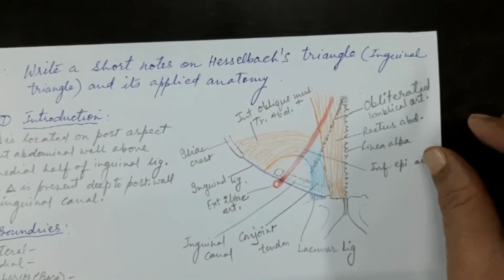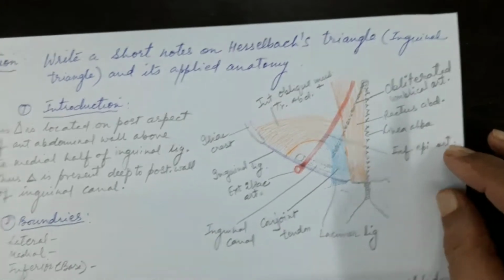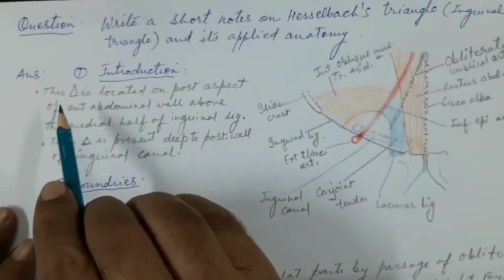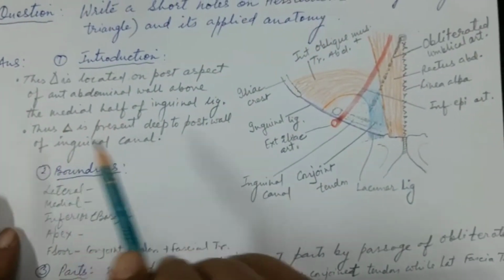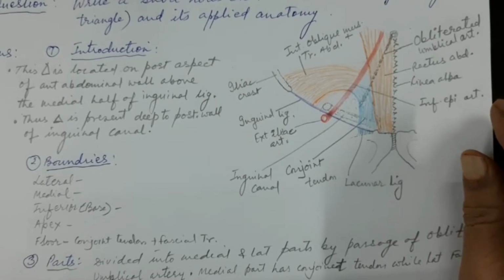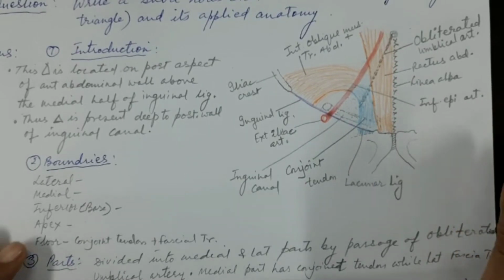about its applied anatomy, why this triangle is important to know. In introduction, I would like to say that this triangle is located on the posterior aspect of the anterior abdominal wall above the medial half of the inguinal ring.